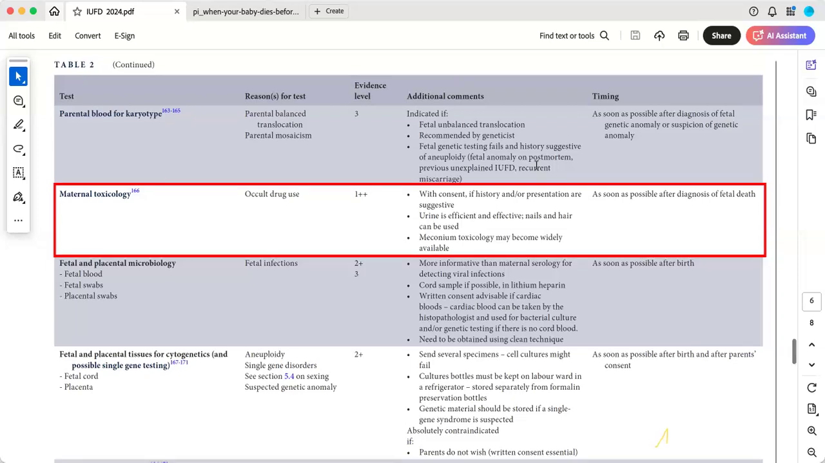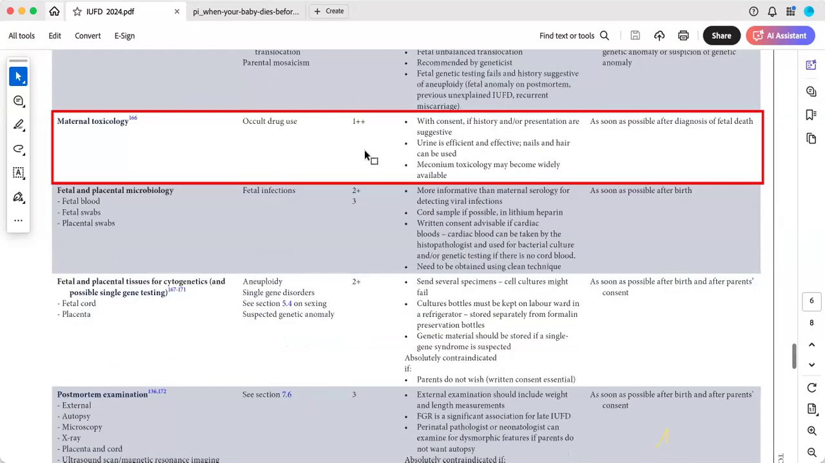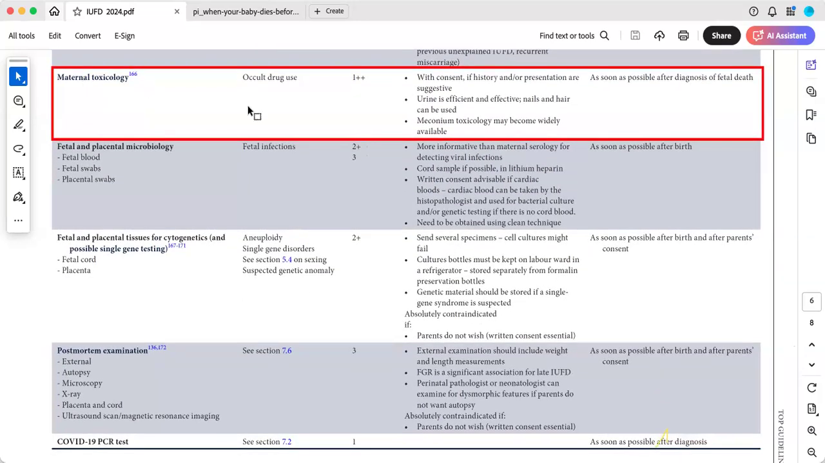So again, the indication is fetal unbalanced translocation diagnosed, or it's recommended by the genetic counselor, or fetal genetic testing failed but there is a history suggestive of aneuploidy. Next, maternal toxicology, when you will search for occult drug use.